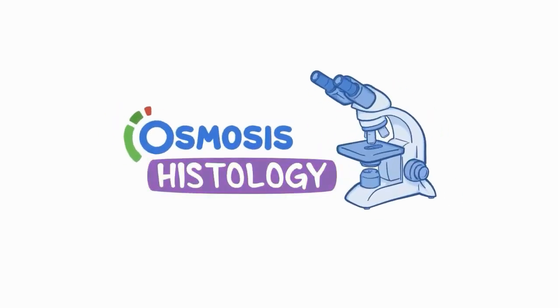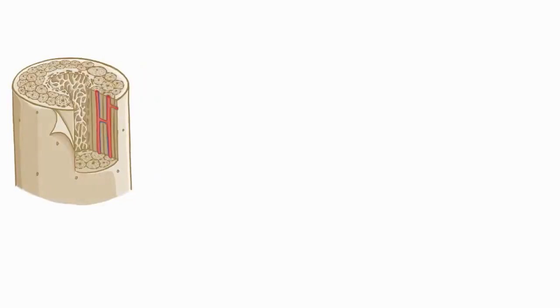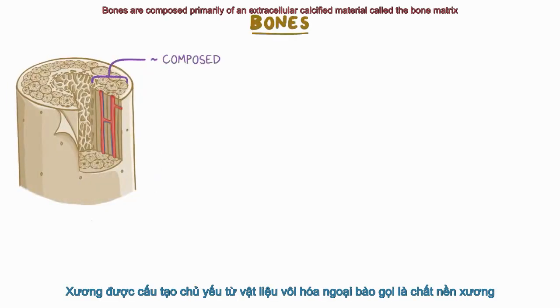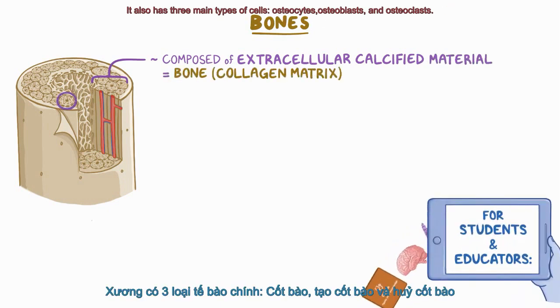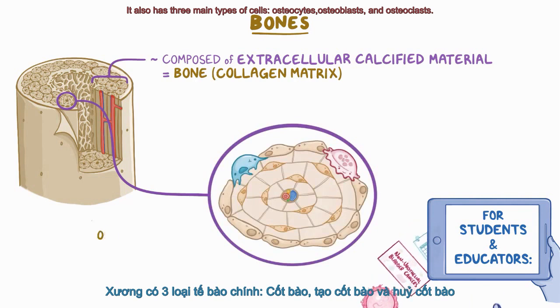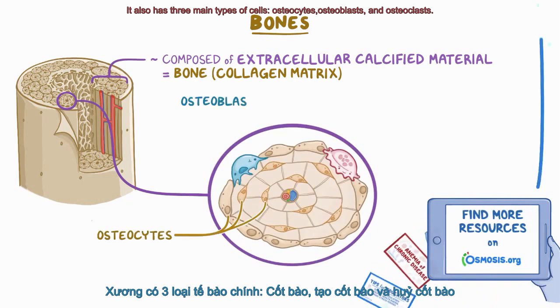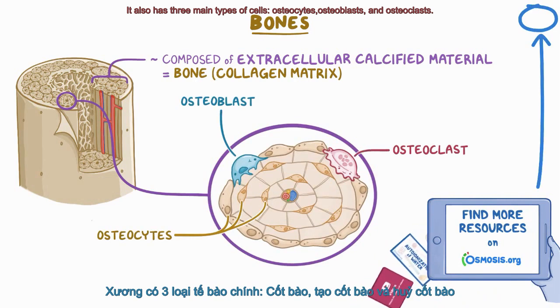Now, let's get a closer look. Bones are composed primarily of an extracellular calcified material called the bone matrix, or collagen matrix. It has three main types of cells: osteocytes, osteoblasts, and osteoclasts.